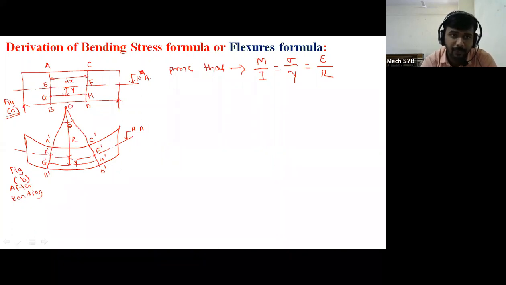एकाच beam मधला आपण काय केलाय, एक short portion derivation साठी consider केलेला आहे आणि त्या small portion चा वापर करून आपण derivation derive करतोय.